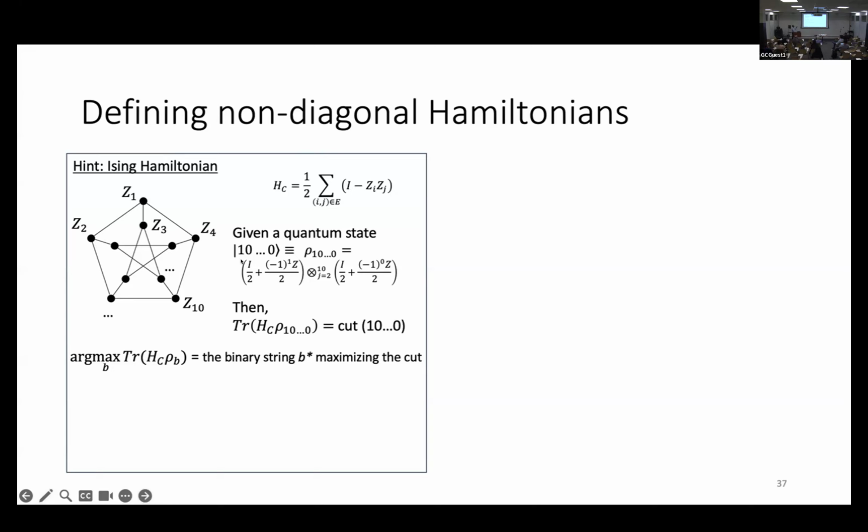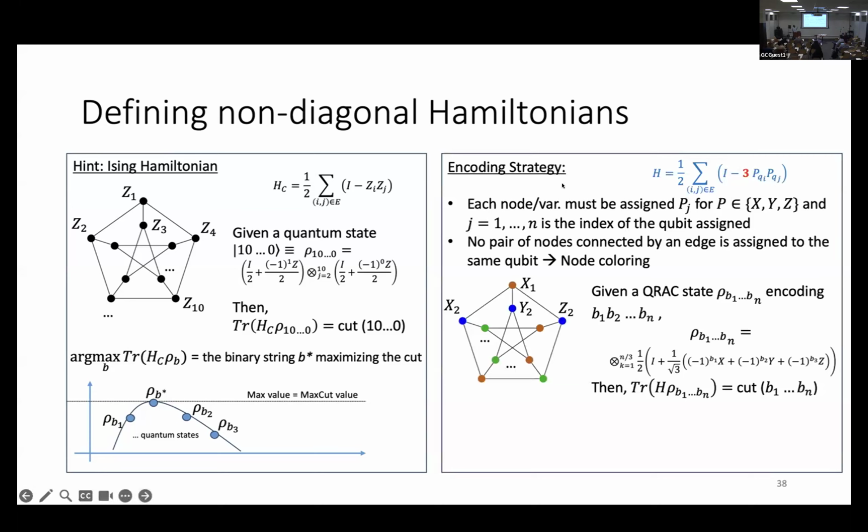Now, given this quantum state, which is a computational basis state, like the first one is 1 and the rest are 0, this is the quantum state representing it. We can confirm that this value is the cut when you assign the first one to 1 and the rest to 0. So the cost function of this quantum state is exactly the cut encoding this classical solution, right? So when we maximize over all the possible quantum states, what we get is the binary string that maximizes the cut. So basically, the optimal will happen at the quantum state that encodes the binary string for the max cut, and that is the true optimal for the quantum space that you have.